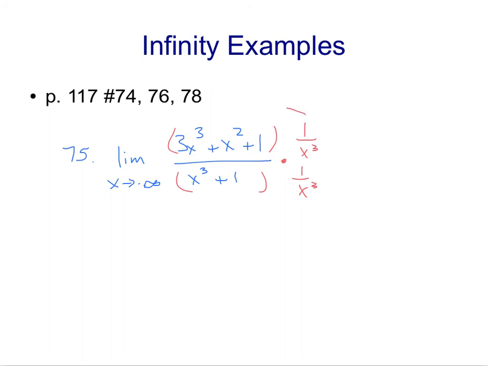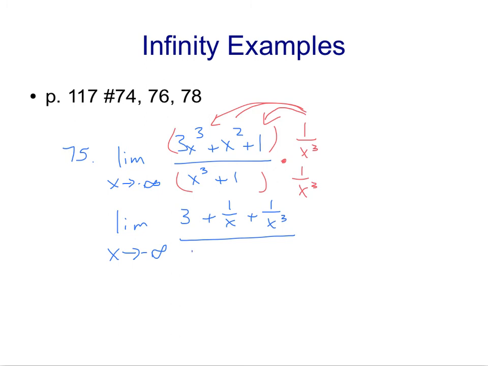When you distribute this, right, don't forget you have to distribute, you get a new fraction, which looks something like this. The limit as x approaches negative infinity of 3, because 3x cubed times 1 over x cubed is 3, plus 1 over x, because x squared times 1 over x cubed reduces to 1 over x, plus 1 over x cubed. In the denominator, we get 1, because x cubed times 1 over x cubed is 1, plus 1 over x cubed, because 1 times 1 over x cubed is 1 over x cubed.